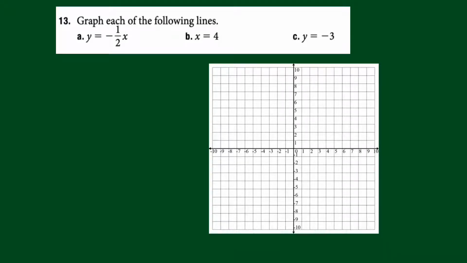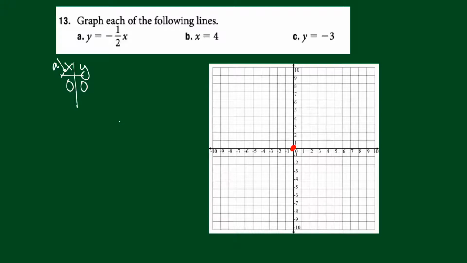In part A, we want to graph this line here. Let's make a little table. So I'll write X and Y, and this is for A. Now, if I let X equal 0, if you put 0 in here, negative half of 0 is 0, so we get Y equals 0. So we do get one point here. We'll get that point right at the origin.